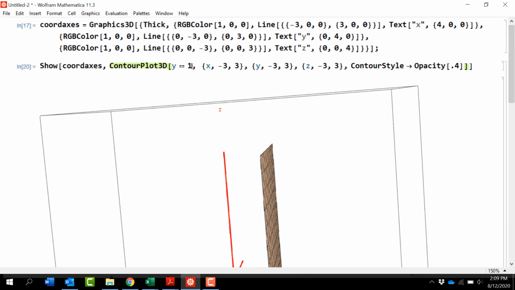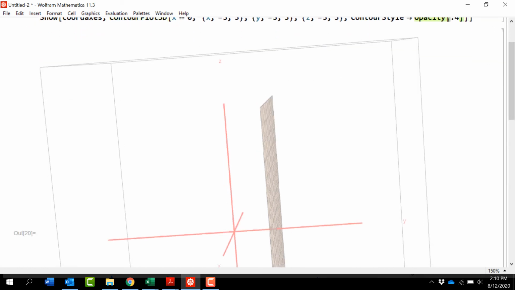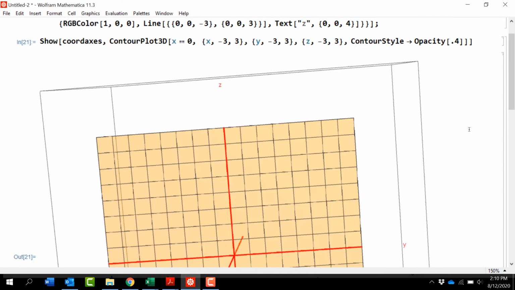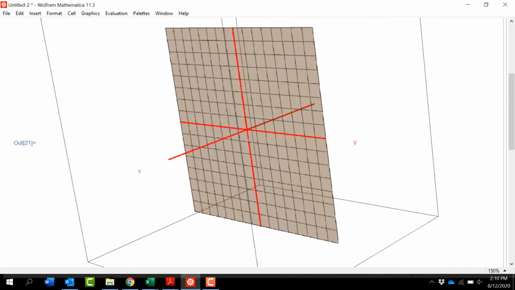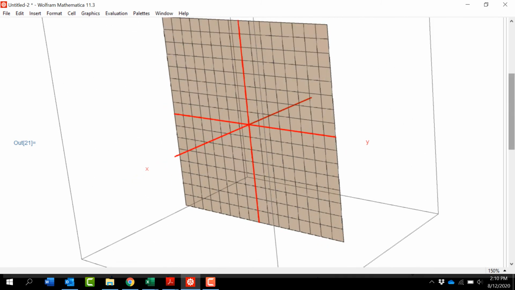All right, so we could do x equals 0. We're going to get the yz plane. Let me scroll down and we'll try to think in your mind, if I said x equal to 0, what's it going to look like? And boom, there it is. You can spin around and see it, and so on and so forth.